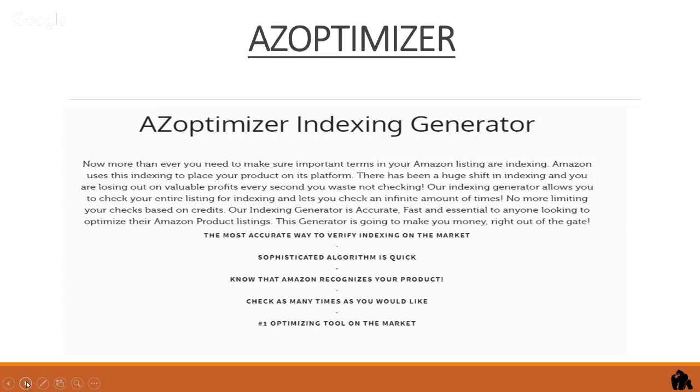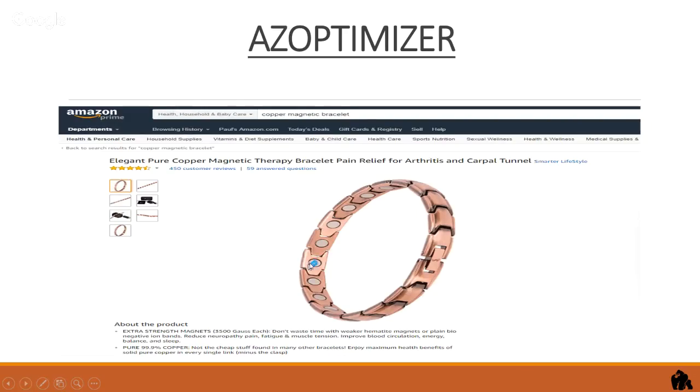AZoptimizer has its own tool with respect to, is it being indexed? In other words, are your words being indexed? So let's have a look at that. So I have used the example of copper bracelet, and you can see my search term up here is copper magnetic bracelet. I've actually chosen this particular product as an example.